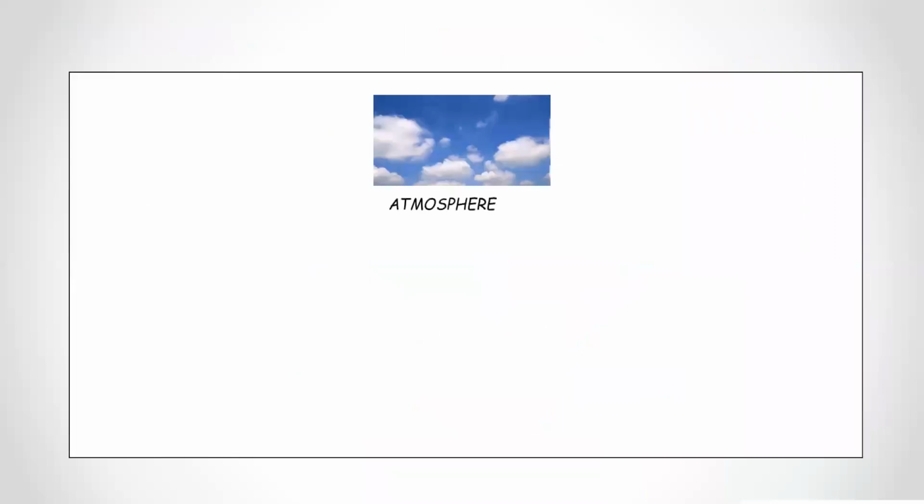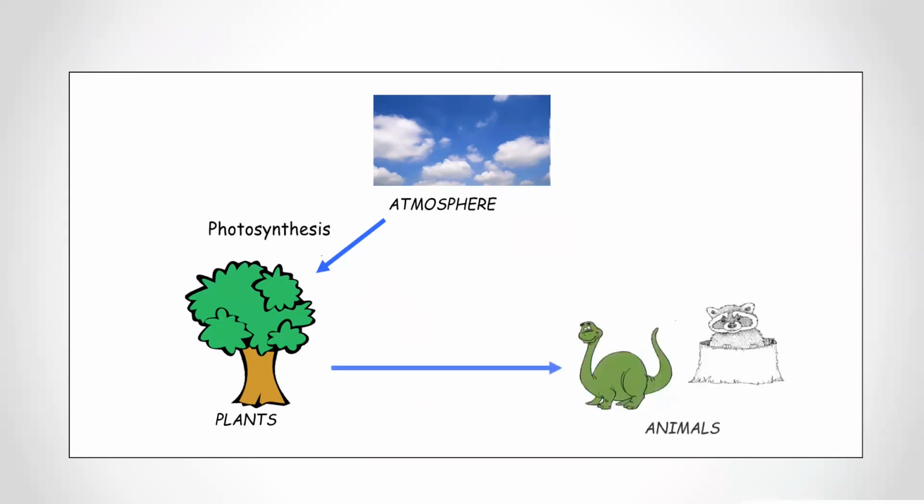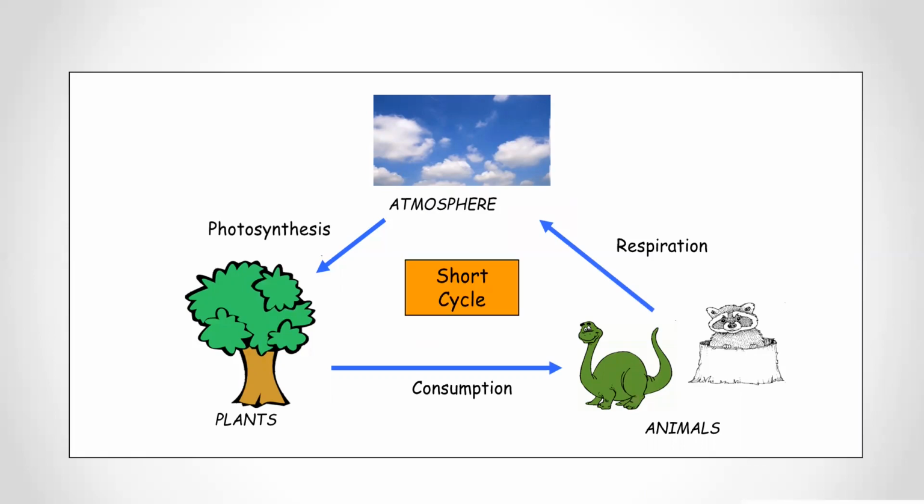Another way, if we learn from our pictures, this is the atmosphere. From the atmosphere, photosynthesis is happening and plants are taking away carbon dioxide, using it up and making food for the animals. Animals are eating the plants, and animals are also respiring, and then again carbon dioxide is moving towards the atmosphere. This is the short cycle.